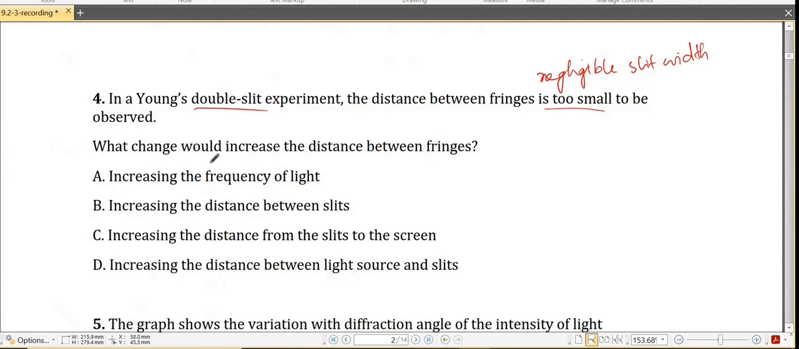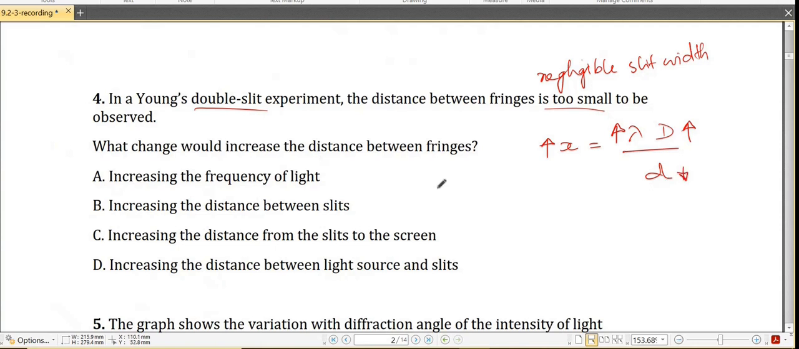So the question is asking, what changes would increase the distance between the fringes? We want fringes that are far apart. So our equation for double slit is x equals lambda capital D over small d. The distance between the fringes should increase, so x should increase, which means lambda should increase, capital D should increase, and small d should decrease.